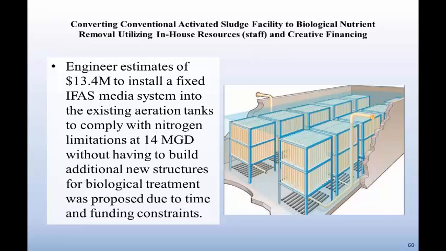So based on these new limitations, we contacted engineers, and we did receive an engineering estimate of $13.4 million to install a fixed integrated film-activated sludge system. What it is basically, you suspend media in the aeration basins. It gives you more surface area, and you're able to grow more biomass in your basins, which will help you with your nitrification and denitrification.